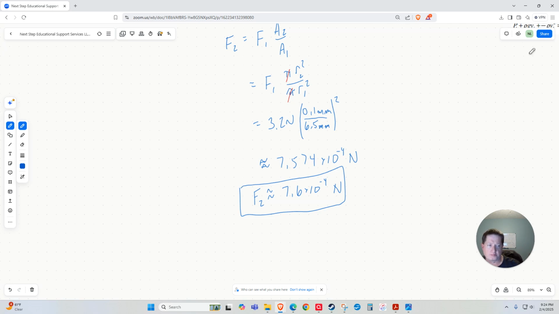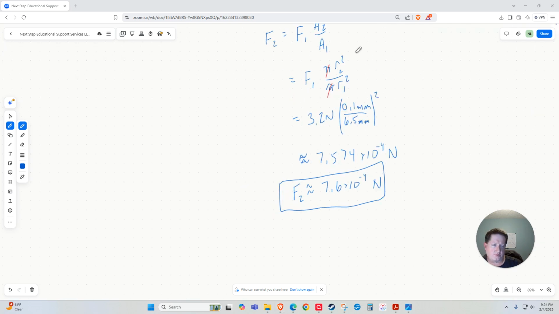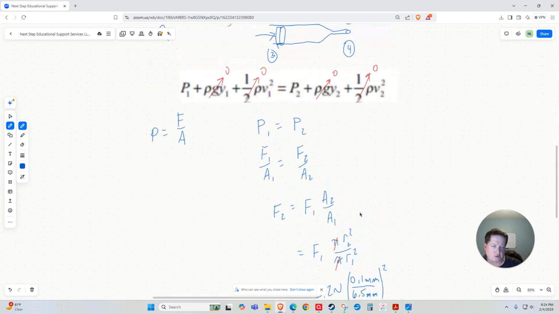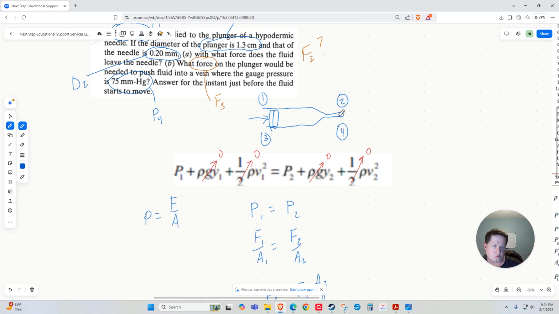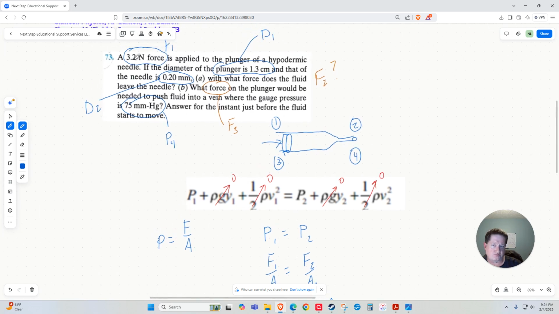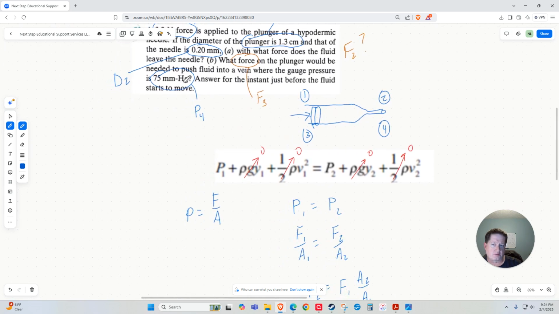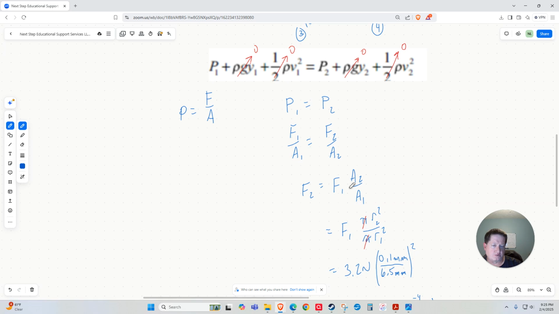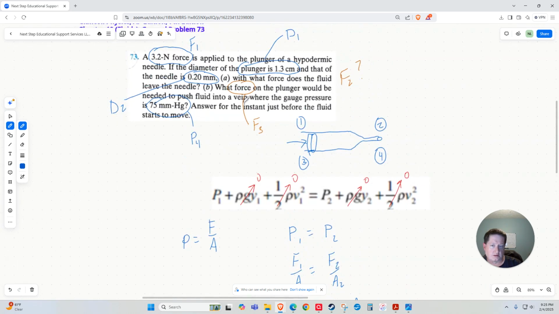Now we need to move on and grab part B. In part B, they really haven't changed the overall scenario. We're still talking about pushing this fluid into a vein somewhere. The difference is, rather than giving us the plunger force and asking us for the force at the needle, they're telling us the force of the bloodstream that we have to push against. They're basically giving us the pressure on this end now and asking us for the force on the plunger. So it's the same relationship. We just need to rearrange. And they're giving us a pressure at the needle now instead of a force, so we're going to have to go back in and substitute for that.